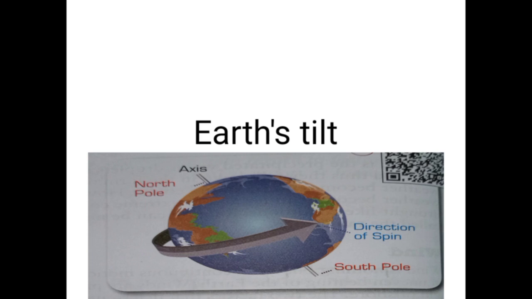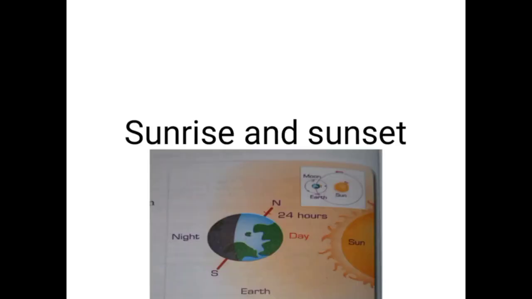Earth's tilt. The earth is not straight or upright, rather it is slightly tilted on its axis. The earth's axis of rotation is tilted at about 23.5 degrees. The revolution of the earth around the sun and its tilt causes seasons. The part of the earth tilted towards the sun experiences the summer season. The part of the earth tilted away from the sun experiences the winter season.